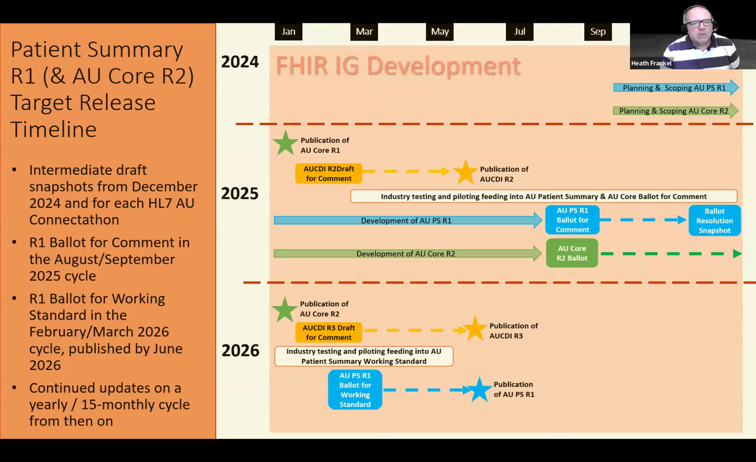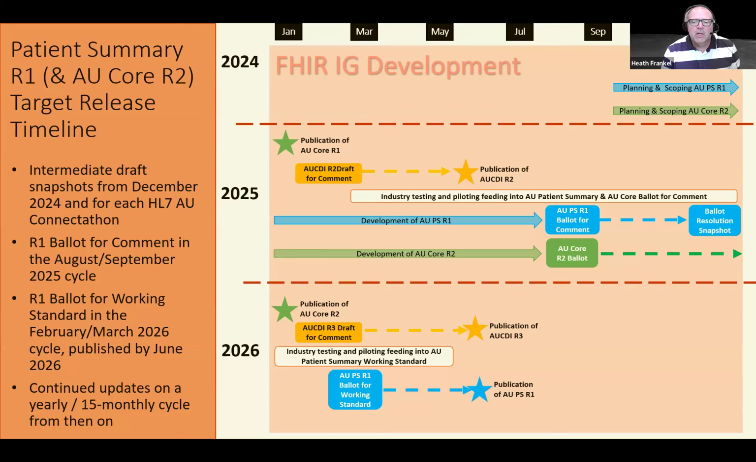So just pictorially, this is what it looks like. There are potentially some dependencies, as we are looking at aligning the patient summary work with what we've already done with AU Core, but there may be some additional requirements that patient summary requires. And as you've just seen from Tor's presentation, there is some work around the pregnancy items, for example, that are in the scope of the AUCDI for patient summary that we'll potentially need to address.